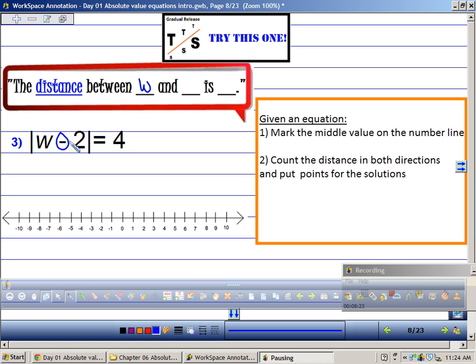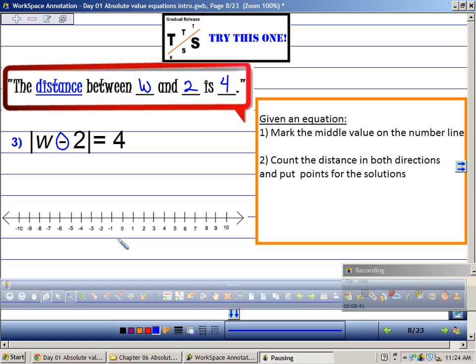No. This means distance, so we don't need the negative part, right? We're isolating that. We're saying this means distance. It doesn't mean it doesn't belong to the two. It means the difference between the two of them, okay? So the difference between W and 2 is 4.